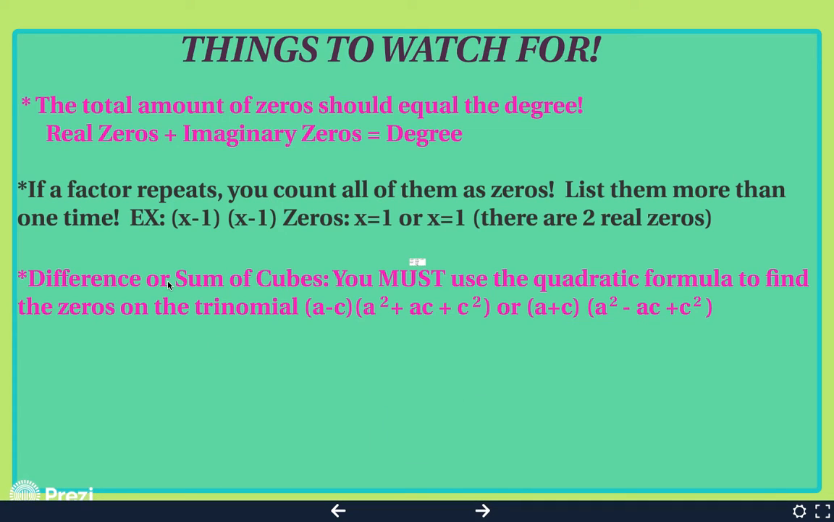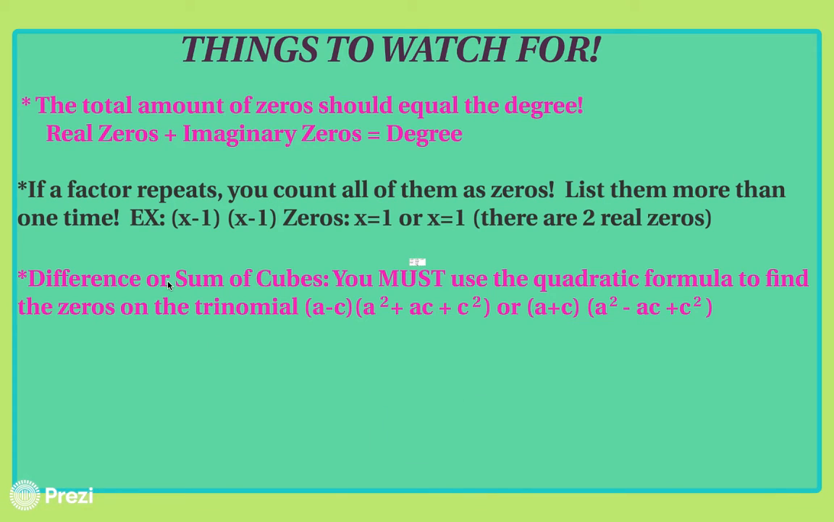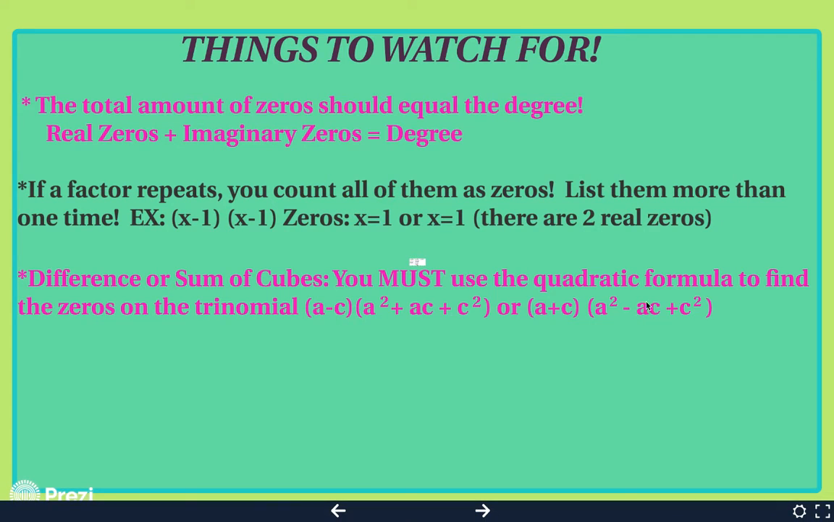Something else: if you ever use a difference or sum of cubes, so if you have to factor using those techniques, you have to use the quadratic formula to find the zeros on the trinomial. When I'm talking about the trinomial, I'm talking about the factor that contains 3 terms.